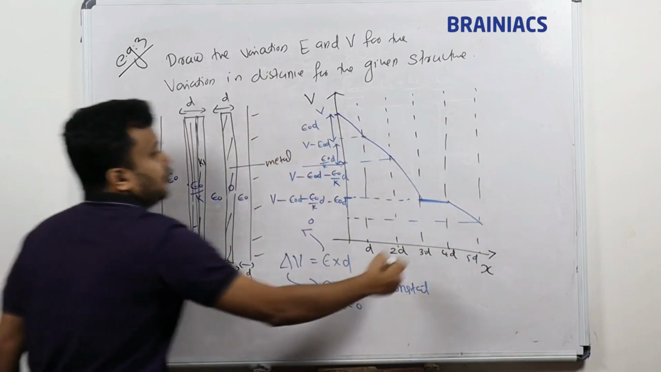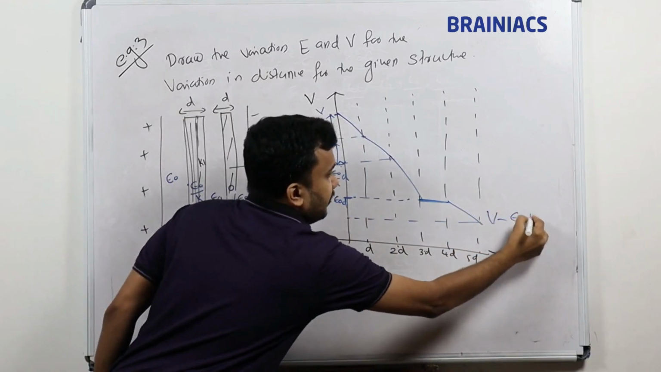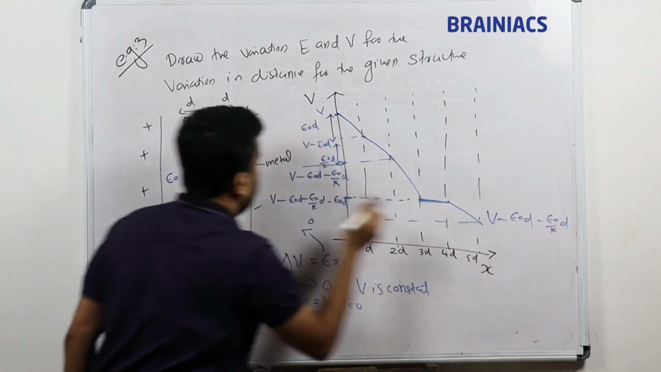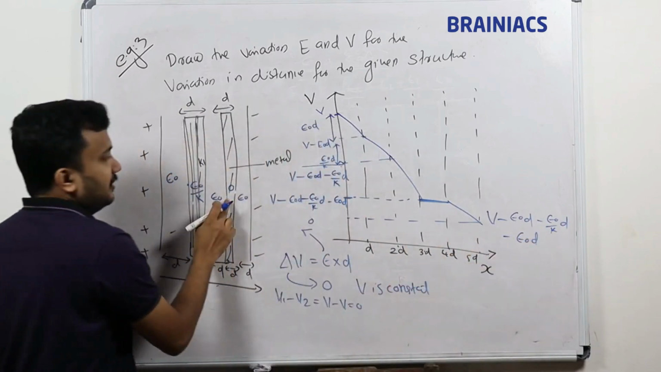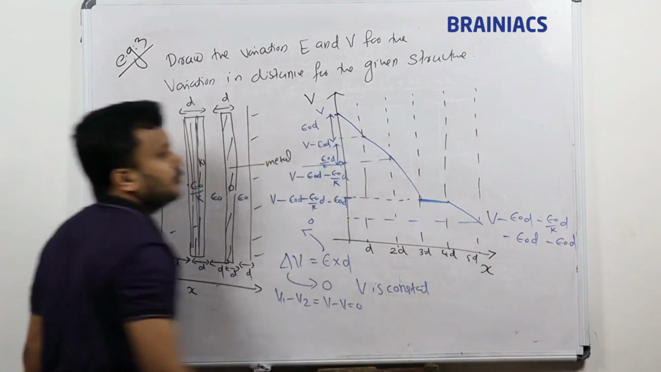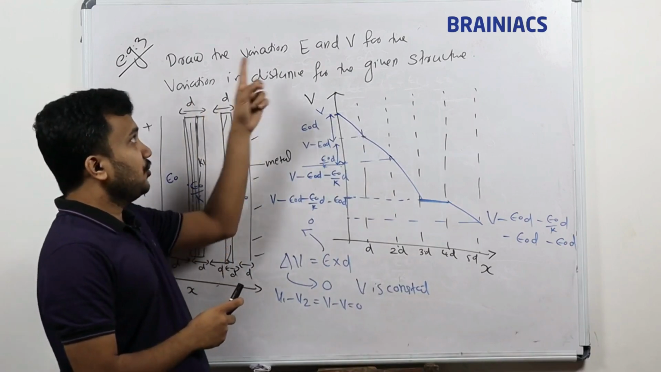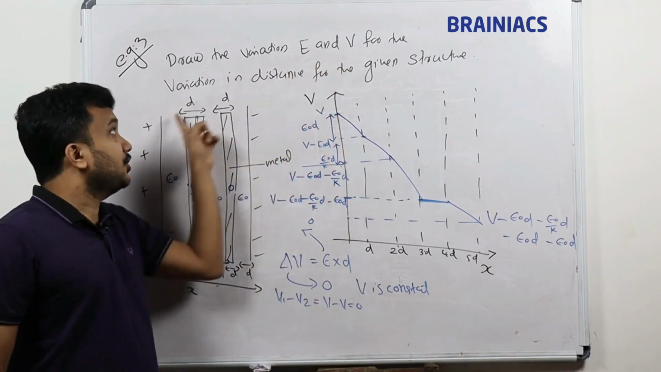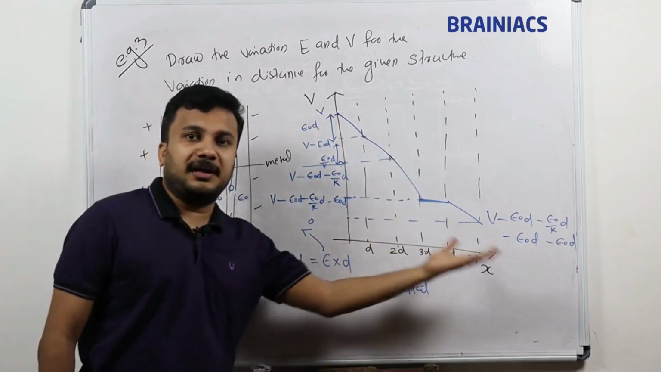From the top, how much have we reduced? V minus: first this one reduced, that is E0D. Second one, this is reduced, minus E0 by K into D. Then third one, this is reduced, minus E0D. Finally, this is not reducing, then this is reducing, that is E0 into D. This much it is reduced. So this is the variation of potential, not potential difference, along the distance from left to right for a parallel plate capacitor.